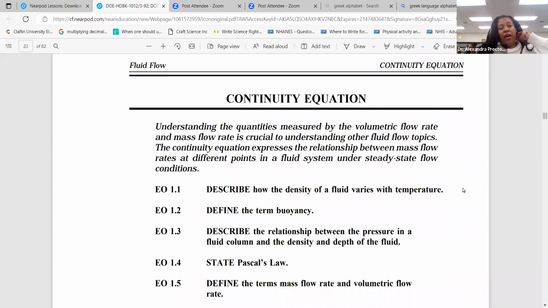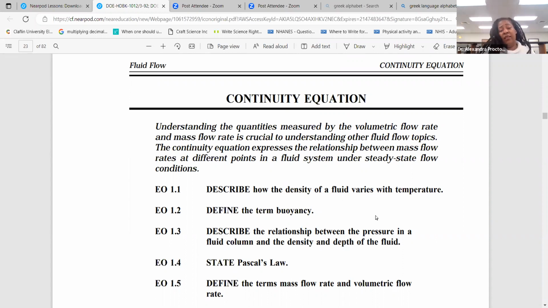So the first chapter, we're going to talk about the continuity equation. Understanding quantities measured by the volumetric flow rate and mass flow rate is crucial to understanding fluid flow topics. The continuity equation expresses the relationship between mass flow rate at different points in a fluid system under steady state flow conditions.